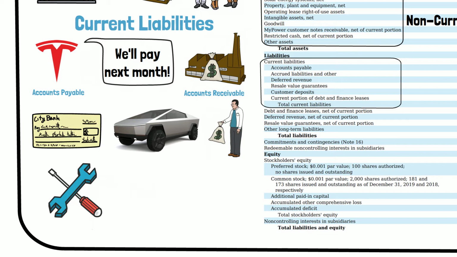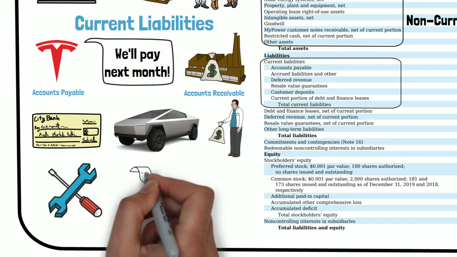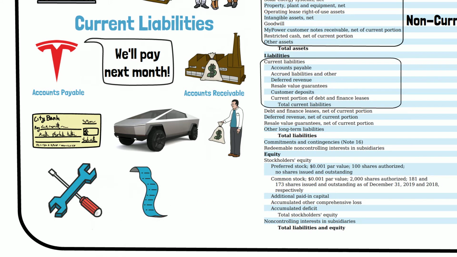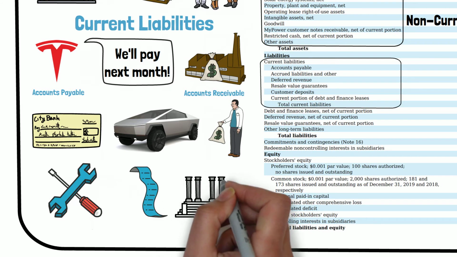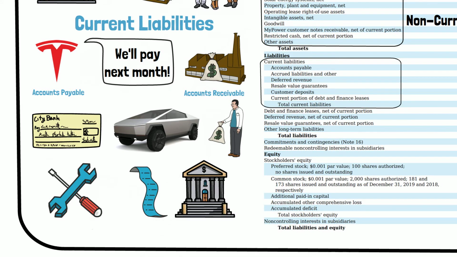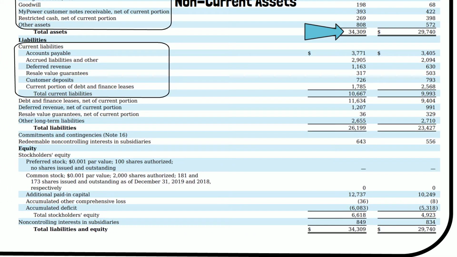The current portions of debt and finance leases are the amount of money Tesla has to pay on their long-term loans and debt obligations within the year. These are the loans issued through banks or corporate bonds that are used to help keep Tesla alive since it still needs debt to fund its business's operations. Here you will see that the total of the current liabilities for Tesla was $10.6 billion on December 31st of 2019.